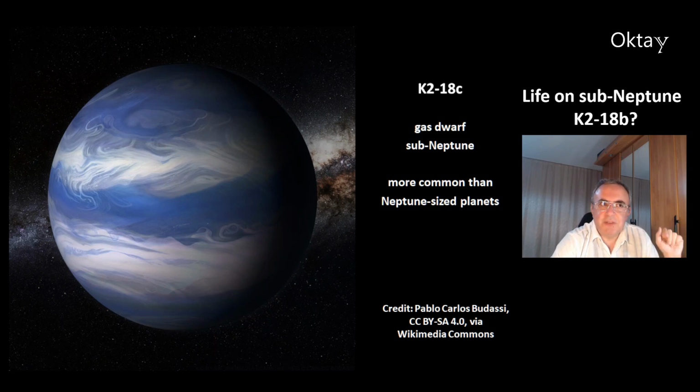This is an artist's image of the inner planet K2-18c. It is a gas dwarf, also called a sub-Neptune. And these types of planets are known to be more common than Neptune-sized planets.